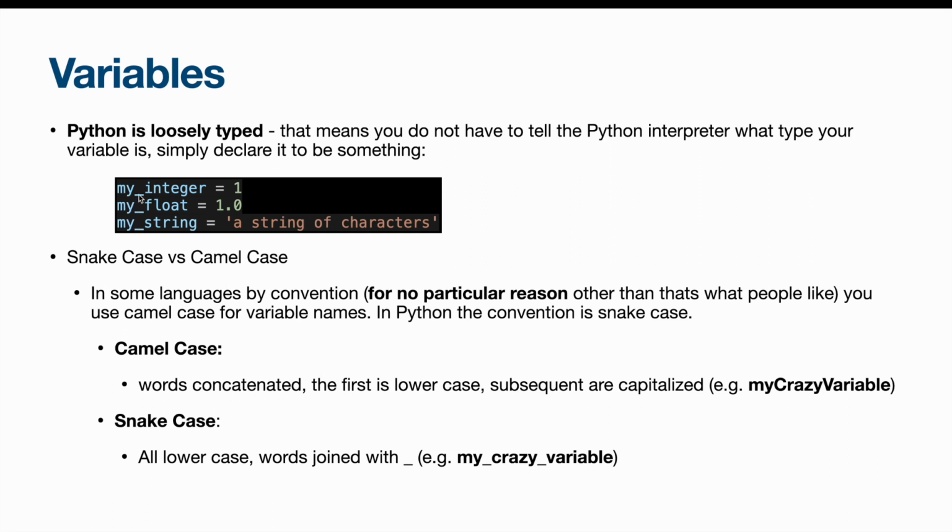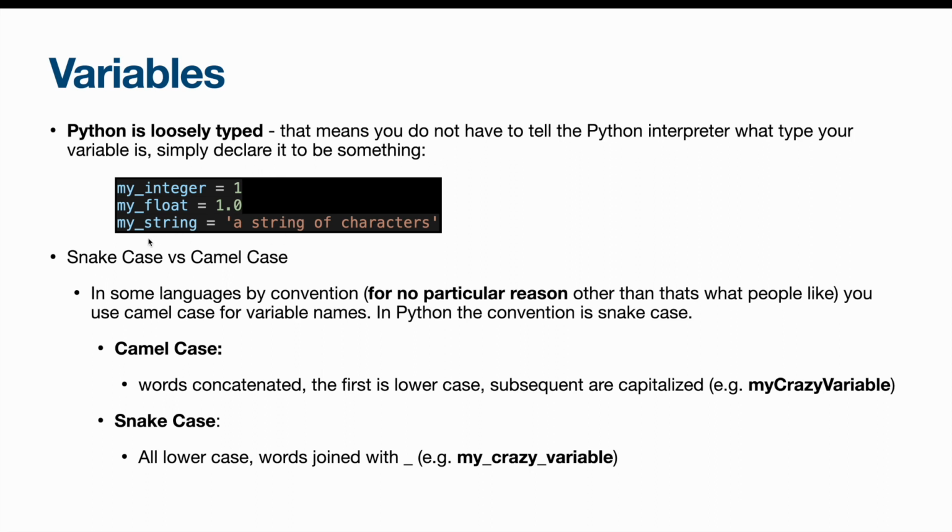There are three variables here. We're assigning my integer to 1. We're assigning my float to 1.0, so a decimal number. This is also called a floating point number. And we're assigning my underscore string to a string of characters. And because we're loosely typed, I could then say my integer equals my string, and then my integer would contain the value of my string. That is totally fine in Python.